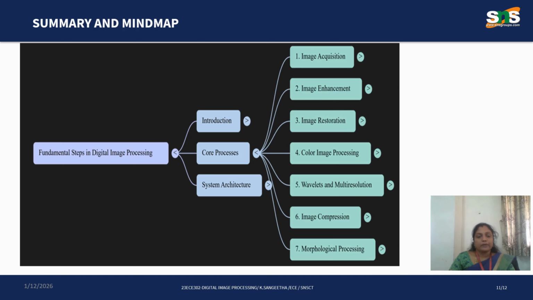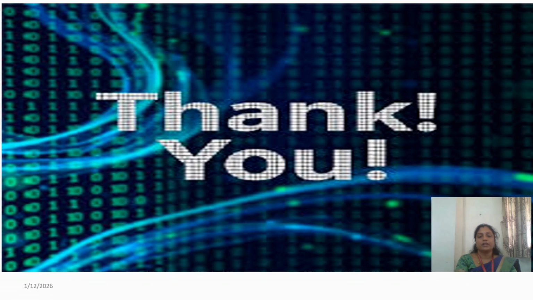So, the summary. The fundamental steps involved in digital image processing are image acquisition, image enhancement, image restoration, color image processing, wavelets, multi-resolution, compression, and morphological processing. Object recognition and description are also basic steps involved in digital image processing.